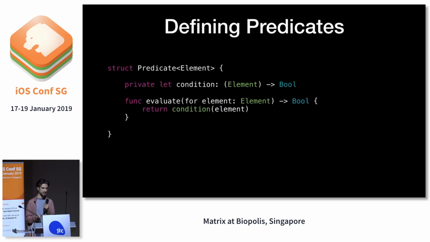So a predicate, like I said, is a condition that is expressed using a variable, and when you want to evaluate it, you provide the value of the variable. So how does this translate in Swift? Pretty simple. It's a generic type Predicate. It has a generic parameter called Element. Inside, it stores a condition, so it's a function that takes an element and returns a boolean, and it has a function that you can call to evaluate the predicate by providing a value for the element. So this is pretty straightforward.